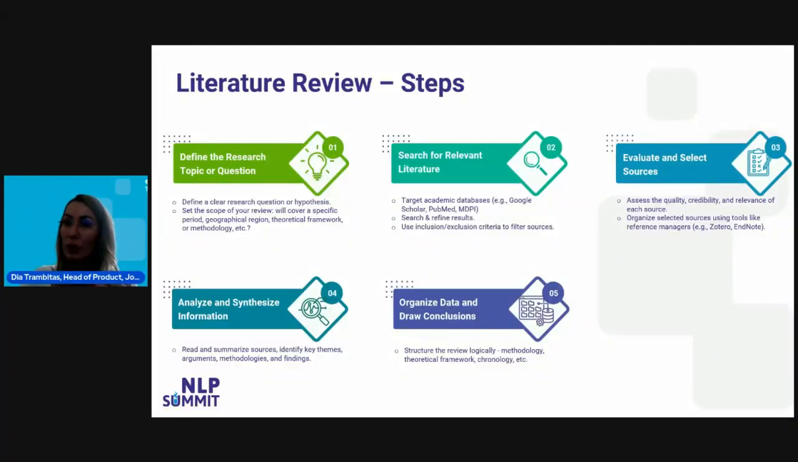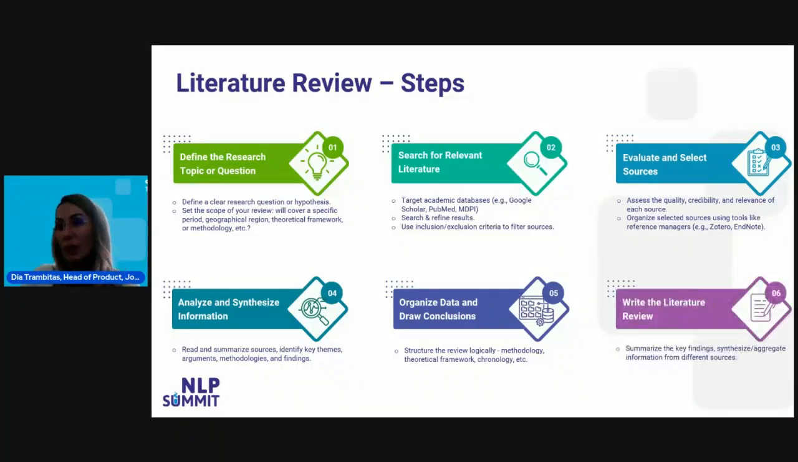Then you have to organize data in order to be able to draw some conclusions. So you have to structure it, maybe in a table, normalize the data, and then be able to analyze it. Only as the sixth step is the actual writing of the literature review.